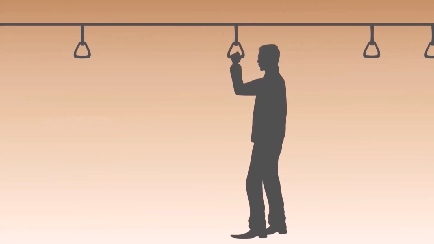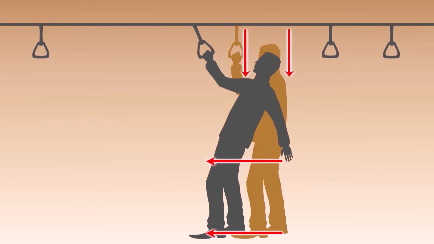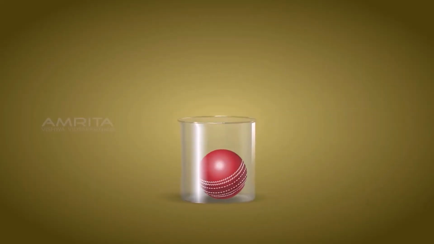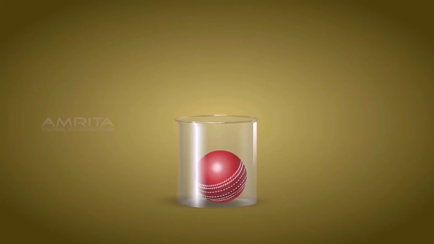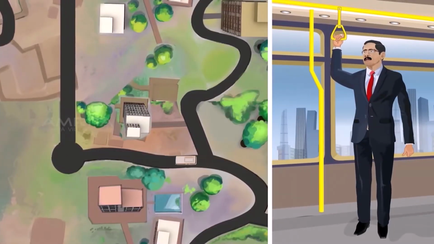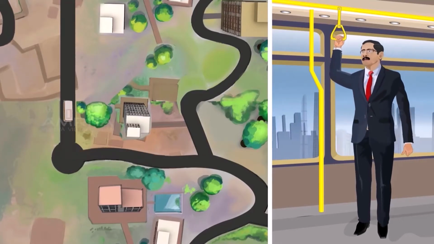When the bus starts all of a sudden, the lower part of the body is in contact with the vehicle that started moving, whereas the upper part of the body continues to be at rest because of the inertia of rest. Inertia of rest is the tendency of a body to resist any change in its state of rest. What happens when a fast-moving bus negotiates a right-hand curve on the road? The passengers will tilt to the left.